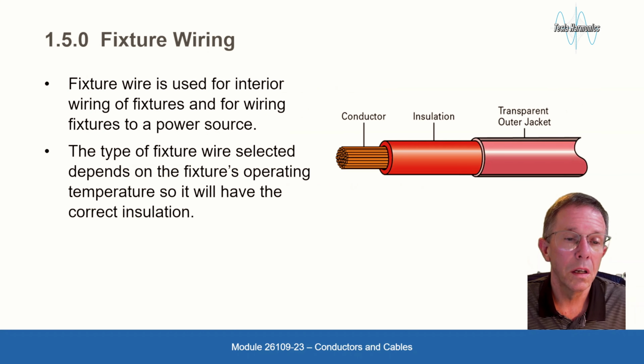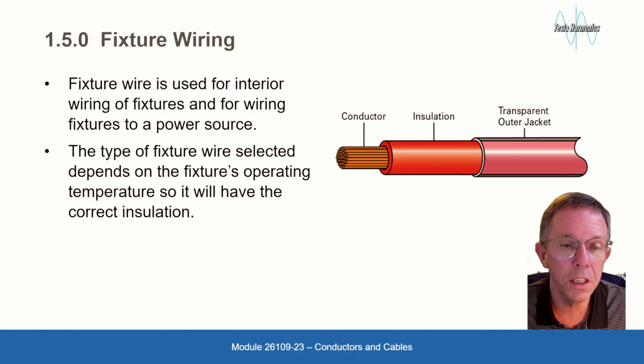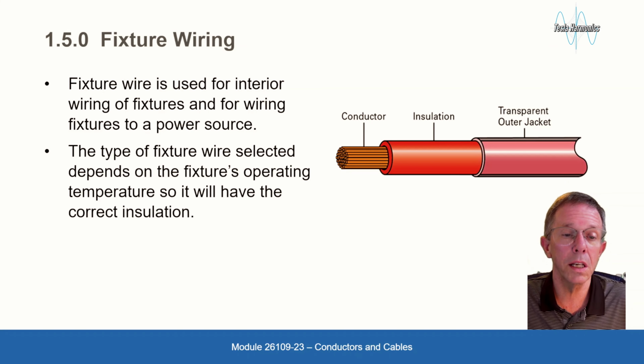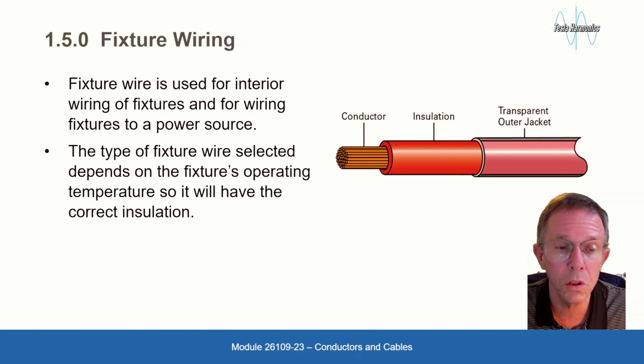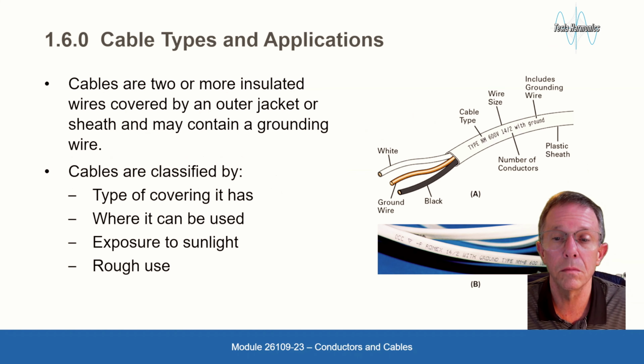Fixture wiring. Fixture wire is used for interior wiring of fixtures and for wiring fixtures to a power source. The type of fixture wire selected depends on the fixture's operating temperature, so it will have to have the correct insulation. Cable types and applications.